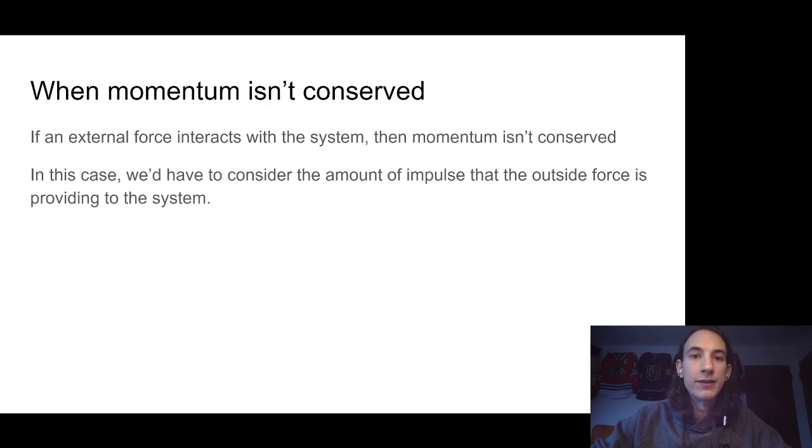And then, we said momentum is not conserved if an external force interacts with the system. In that case, we'd have to ask how much impulse we added to the system, and we'd have to incorporate that into our equation.